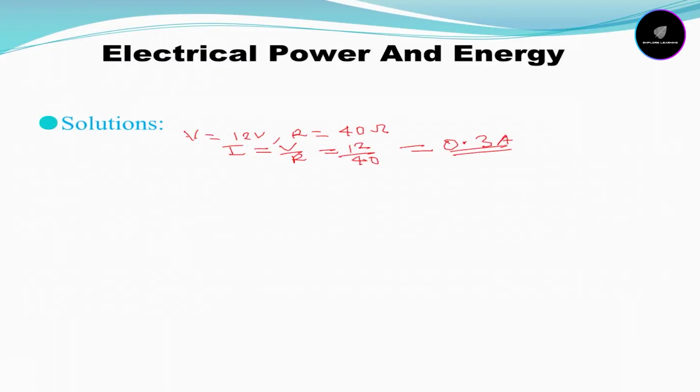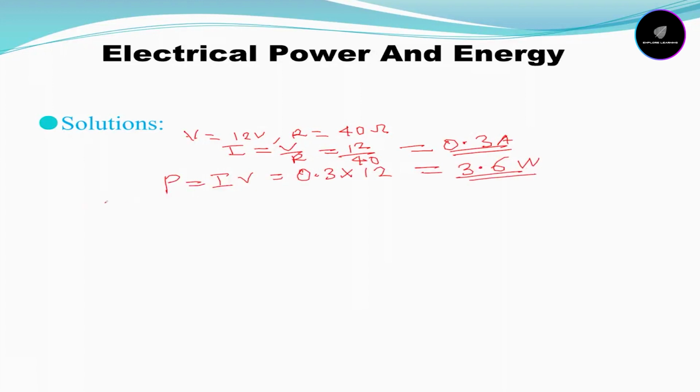The next question says we should calculate the power consumed. Now, if we have to calculate the power consumed, it's going to be P equals IV, because we have calculated for I and we know the value of V. So that would be 0.3 multiplied by 12. So that will give us 3.6 watts.